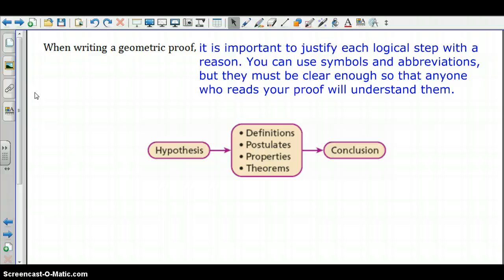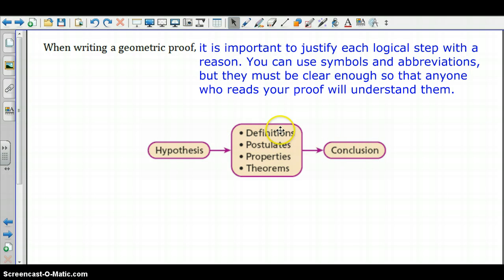So first, when writing a geometric proof, it is important to justify each logical step with a reason. You can use symbols and abbreviations, but they must be clear enough so that anyone who reads your proof will understand them. And geometric proofs will generally follow this pattern. We'll start with a hypothesis, a given set of information. Then we're going to go through any definitions, postulates, properties, and theorems that would help lead us towards our conclusion.